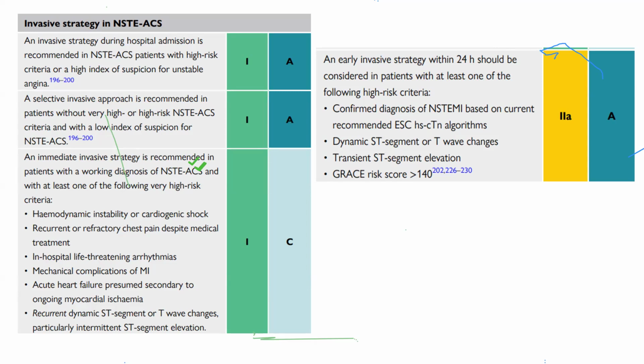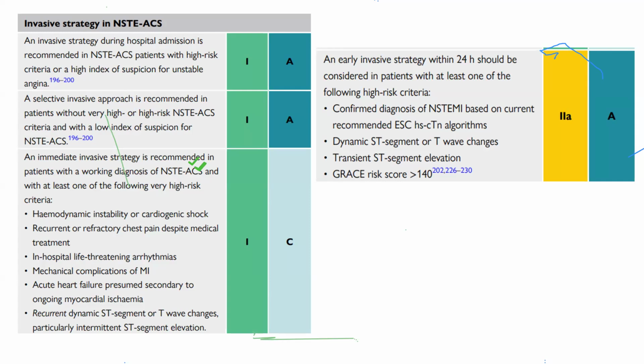An immediate invasive strategy is recommended in patients with a working diagnosis of non-ST elevation ACS and with one of the following very high risk features, which we mentioned earlier: hemodynamic instability, recurrent or refractory chest pain despite medical therapy, life-threatening arrhythmias, mechanical complications, acute heart failure, recurrent dynamic ST changes. For such patients, you treat them like STEMI, and you want to do immediate coronary angiogram with PCI if possible.